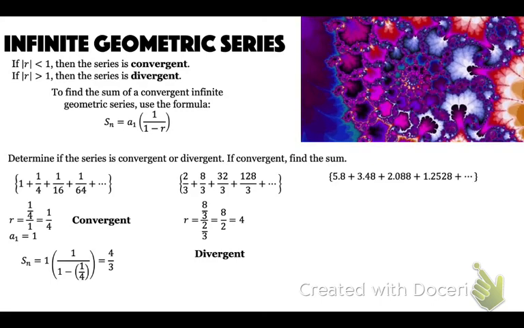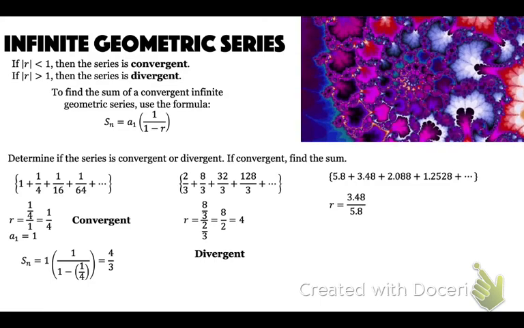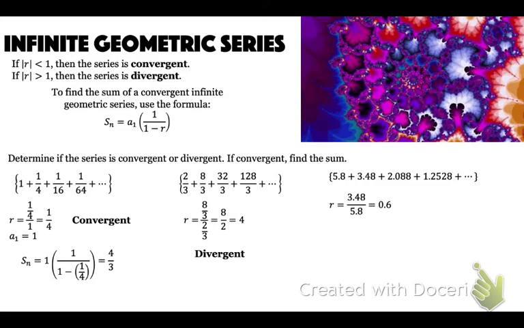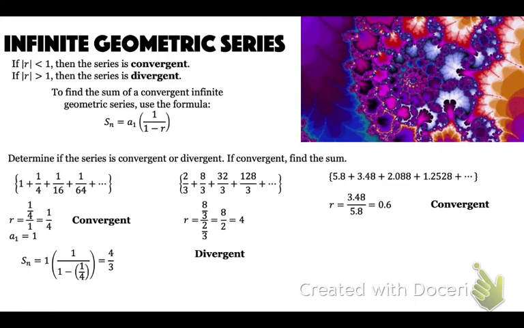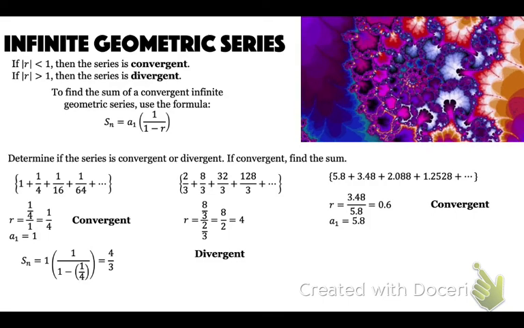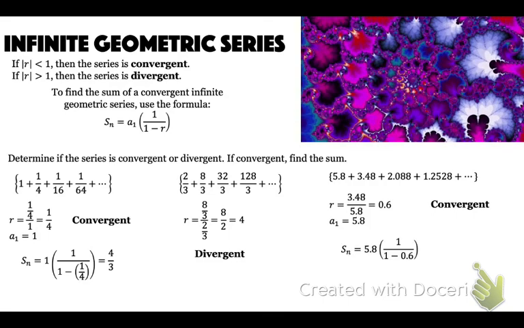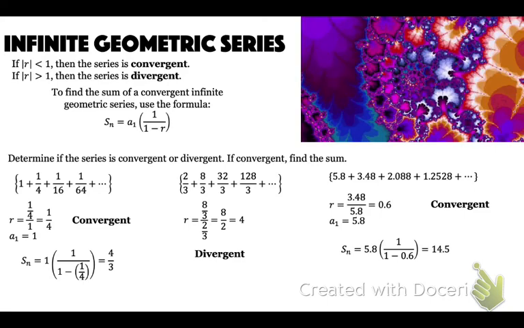This one, 5.8, 3.48, and so on. If I divide 3.48 by 5.8, I get 0.6. 0.6 is less than 1. So this is a convergent series, and I can find the sum. My first term is 5.8. Now I can do 5.8 times 1 over 1 minus 0.6, which is 14.5.